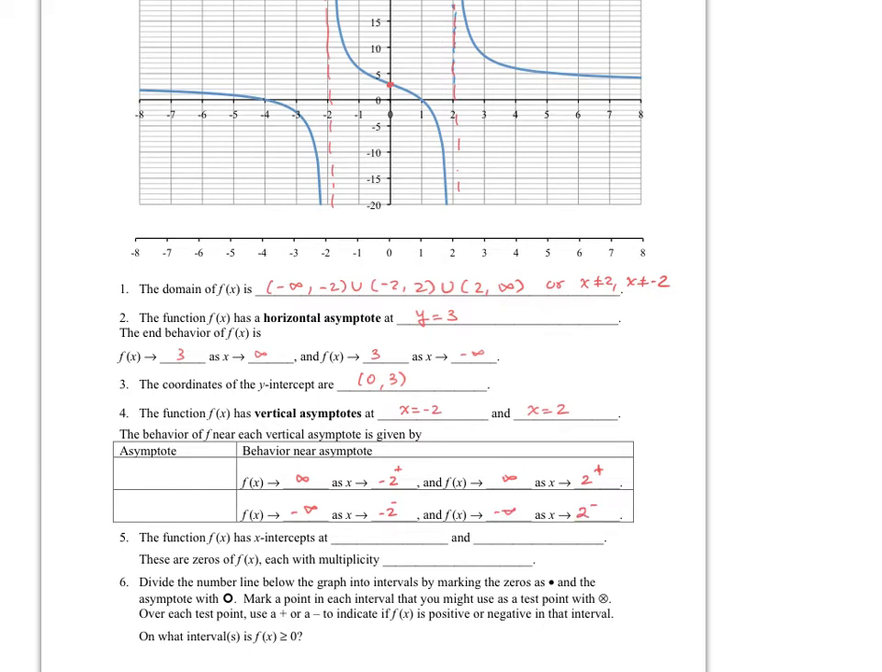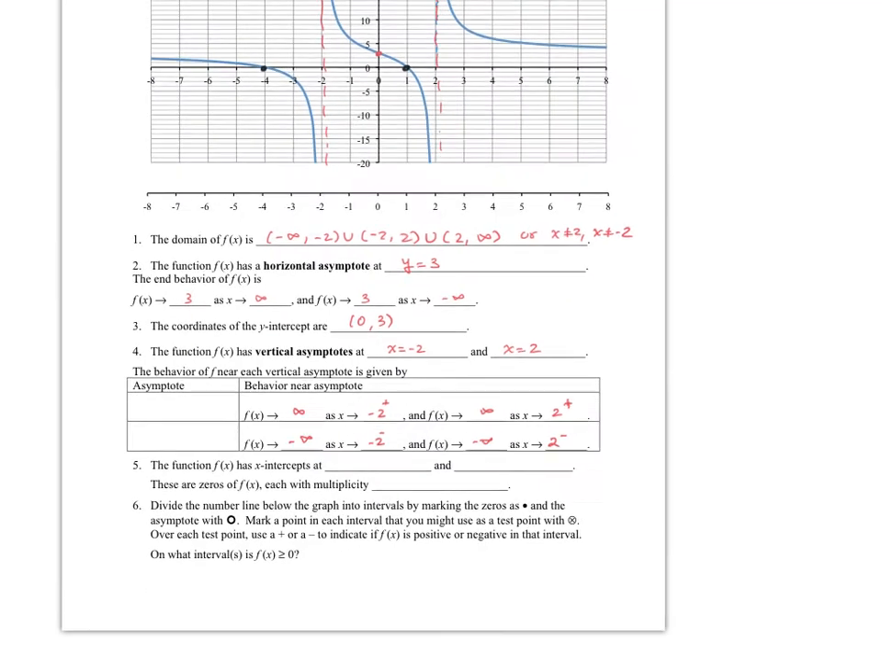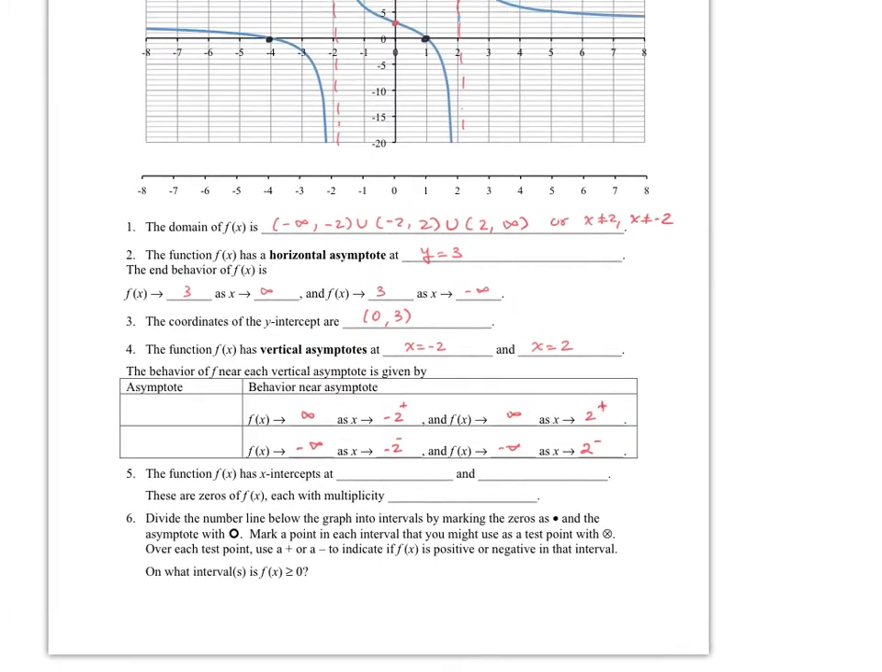Now the function has x-intercepts here and here. Those are the only two x-intercepts. So they happen at the points (-4, 0) and (1, 0). And each of these zeros has multiplicity 1.